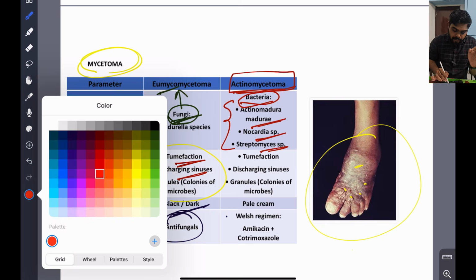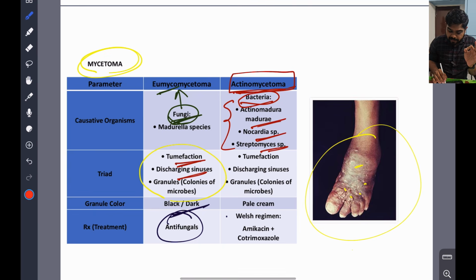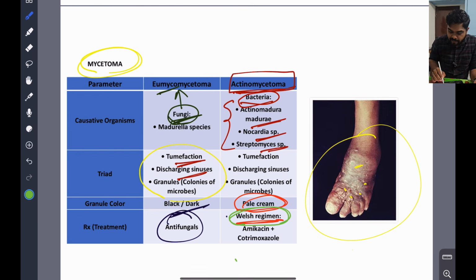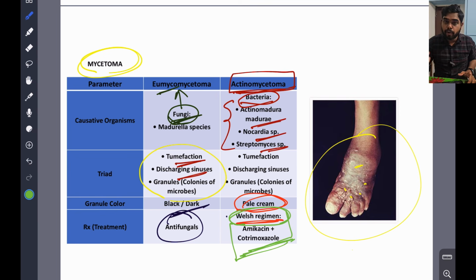But in actinomycetoma, the granules are pale cream in color, and the management of actinomycetoma is known as the Welsh regimen, which can become a potential question in our next NEET PG exam. So the Welsh regimen is composed of amikacin and cotrimoxazole. So amikacin and cotrimoxazole, the Welsh regimen, is the management of actinomycetoma, which is not a fungal infection, it's a bacterial mycetoma known as actinomycetoma, mainly caused by Actinomadura madurae. So this is also very important.